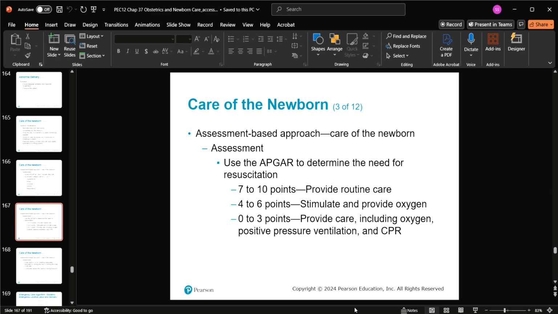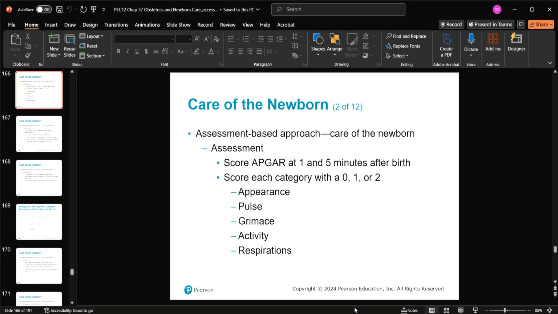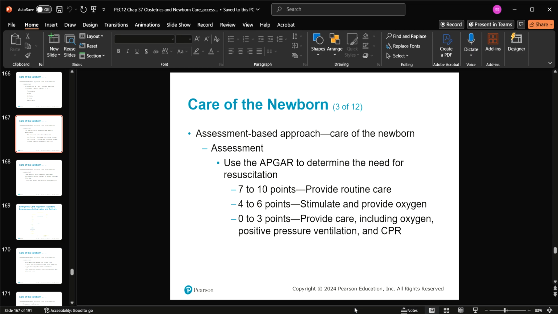Pulse, and I'm pretty sure it breaks it down later on, maybe not. So when we talk about activity, these newborns are going to kick their legs. If they are a 2, they should be kicking their legs. They should be crying. They should be yelling. When we talk about respirations, we should have a loud cry out of these babies.